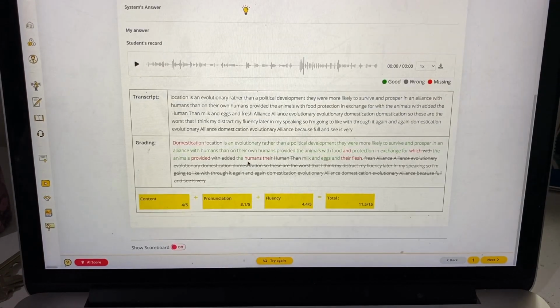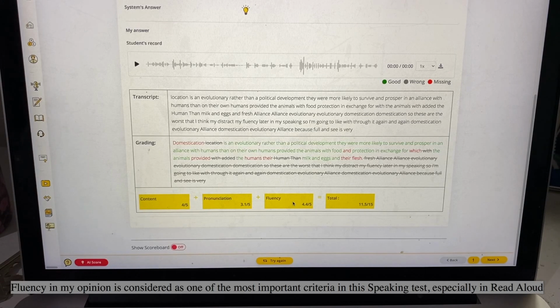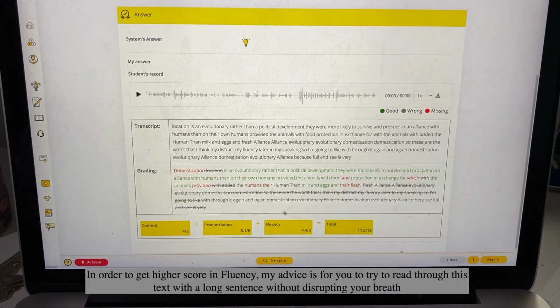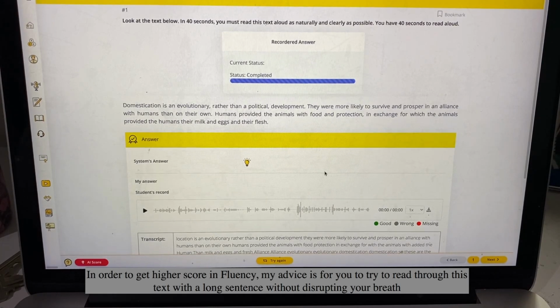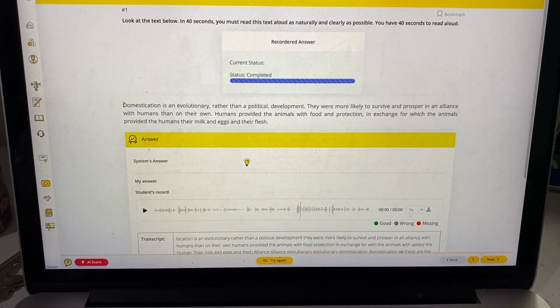Finally, fluency. Fluency, in my opinion, is considered one of the most important criteria in the speaking test, especially in read aloud. In order to get a higher score in fluency, my advice is to try to read through this text with a long sentence without disrupting your breath. As you see, this is a quite short text, so you might just need two whole breaths. Don't use short breaths. Before you read it, take a long, deep breath and read as long a sentence as possible.